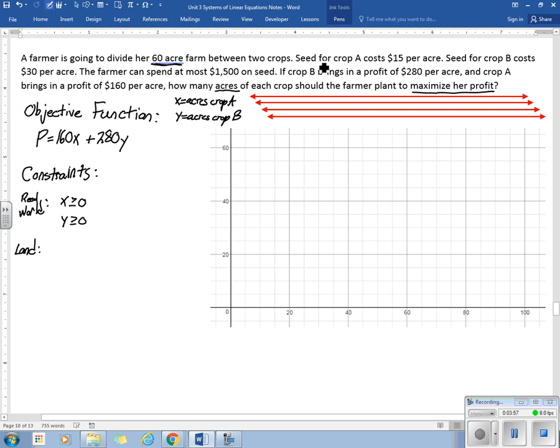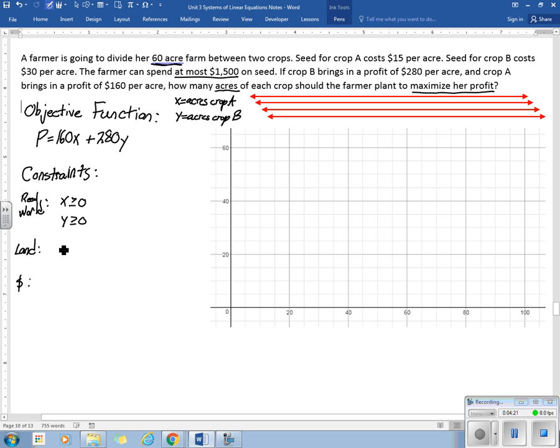And then it says seed for crop A costs $15 per acre. Seed for crop B costs $30 per acre. The farmer can spend at most $1,500 on seed. There's a limitation. We only have $1,500 to spend, right? So we have a land constraint and a money constraint, and then the rest of it just talked about our profits. So I think those would be the two constraints we want to come up with. The 60 acres is going to, remember, be split up between crop A and crop B.